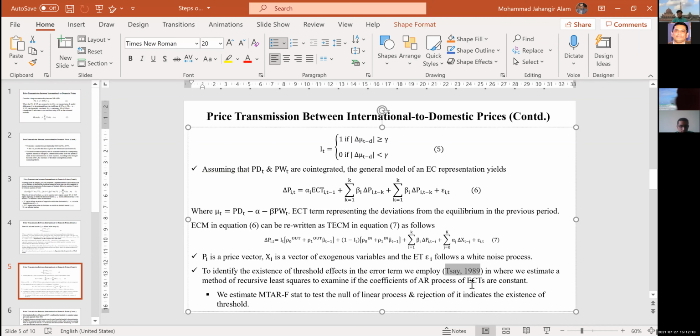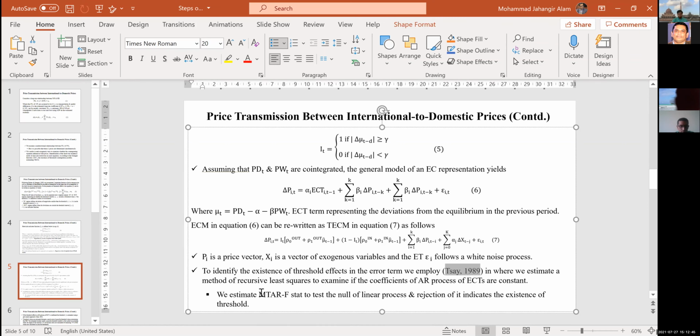So it's basically based on, in my case, not the TAR but the MTAR. I'm actually going to show you the momentum threshold autoregressive model. We are using the F statistics to test the null of linear process. If we can reject the null of linear process based on the F statistics, we decide that there is an existence of threshold. In that case, we'll have to use the threshold model. Otherwise, just the error correction model without considering the threshold.